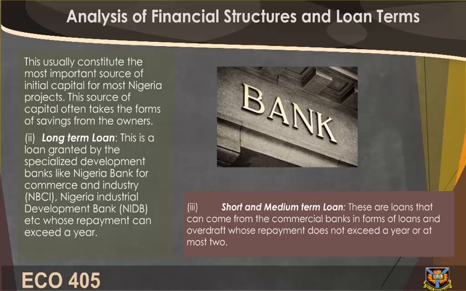2. Long-term loan. This is a loan granted by the specialized development banks like Nigeria Bank of Commerce and Industry, NBCI, Nigeria Industrial Development Bank, NIDB, and so on, whose repayment can exceed a year. 3. Short and medium-term loan. These are loans that can come from the commercial banks in forms of loans and overdraft, whose repayment does not exceed a year or at most 2.